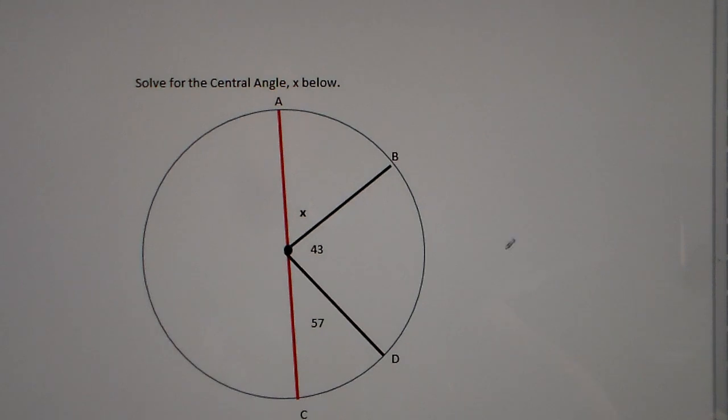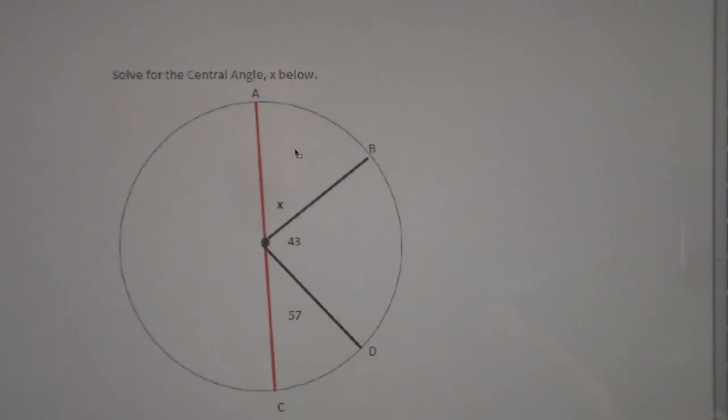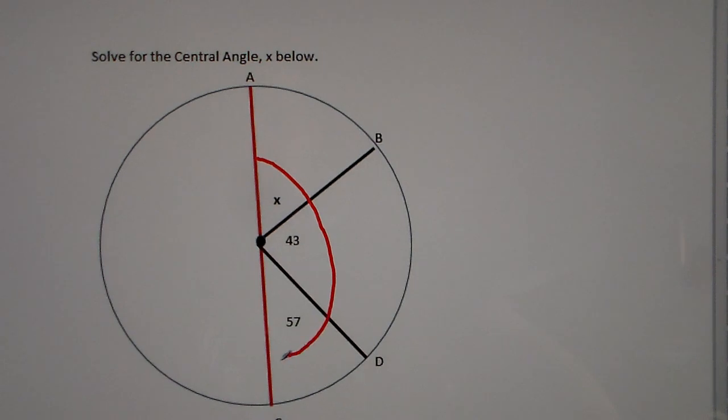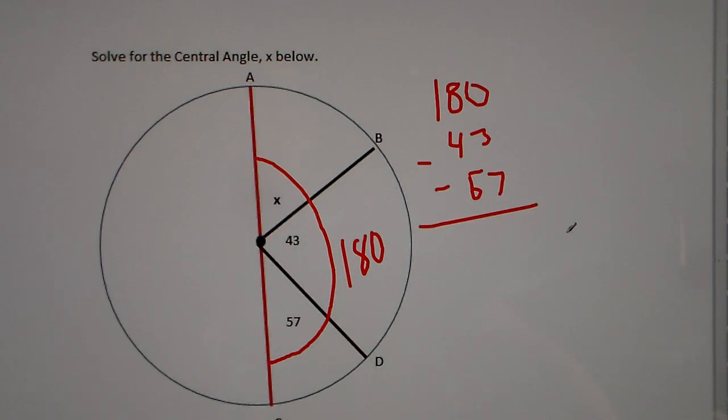Let's try another one. Now this one's a little bit more complicated because now there's 3 central angles. Not a big deal because you guys know there's 180 degrees on one side of a diameter. So we got 180 degrees in total, because that's how many degrees are on one side of a diameter of a circle. So we do 180 minus 43 minus 57. 57, not 67, 57. So 180 minus 43 minus 57, which gets us 80.